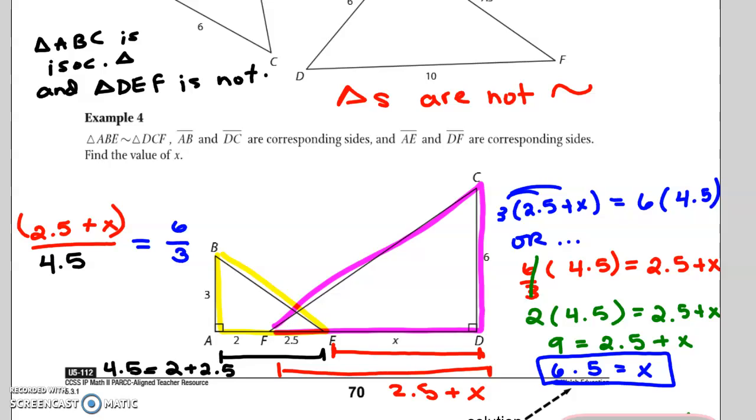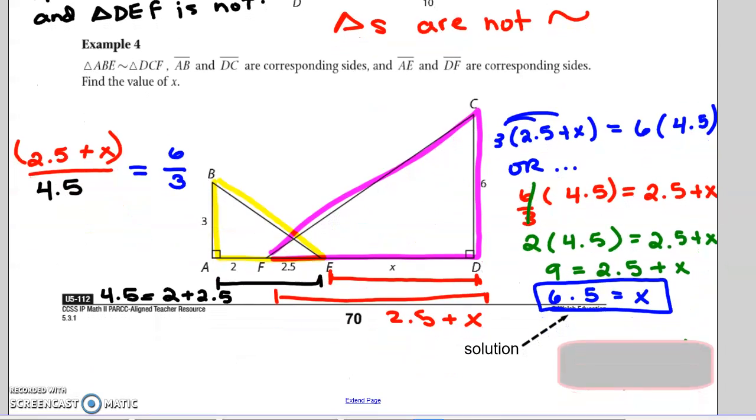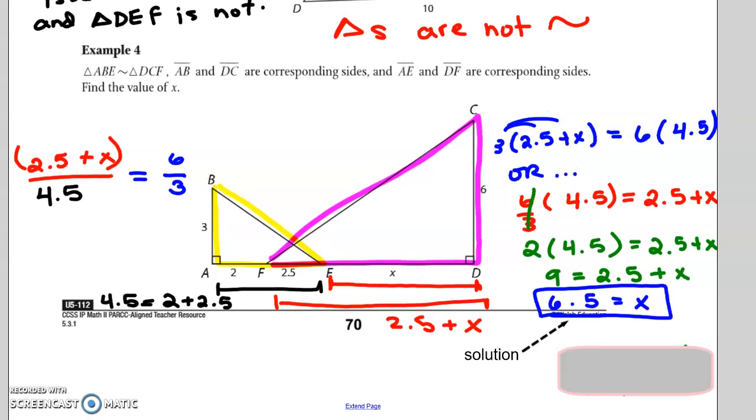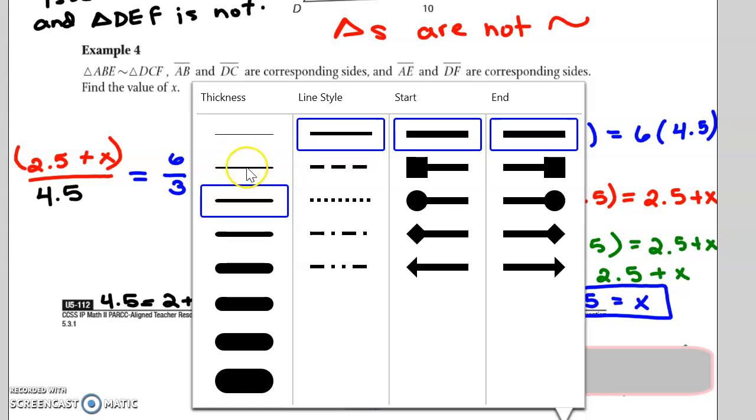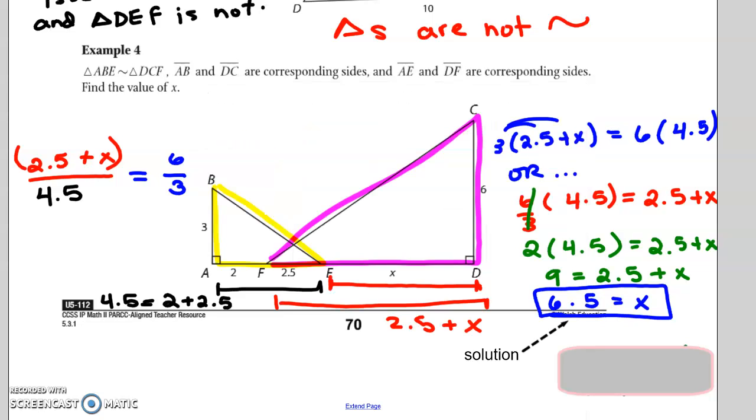Alrighty, lastly, example 4. So one thing I want to point out is notice how the triangles are highlighted. So side AE is really these two segments added together, hence the 4.5. For this larger purple triangle, side FD is really x plus 2.5. And I kind of use that to guide the way I set up my proportion.